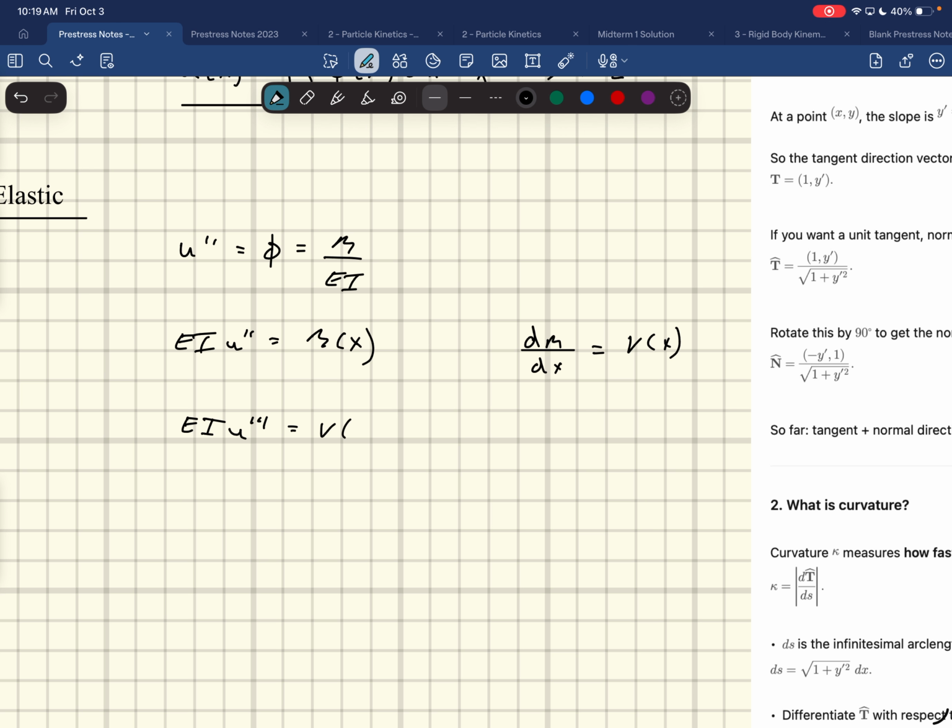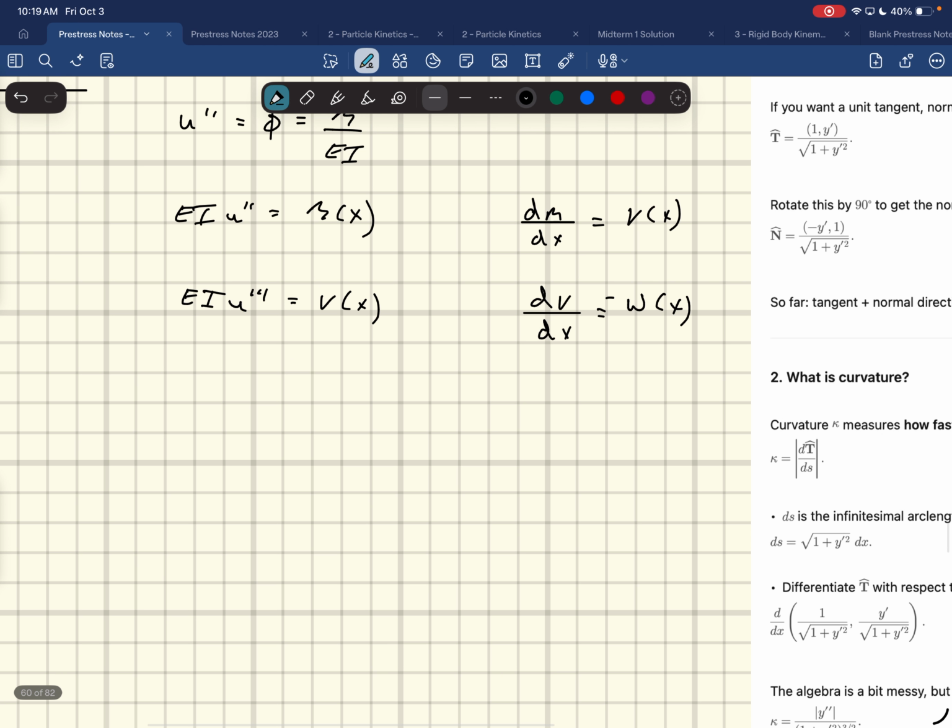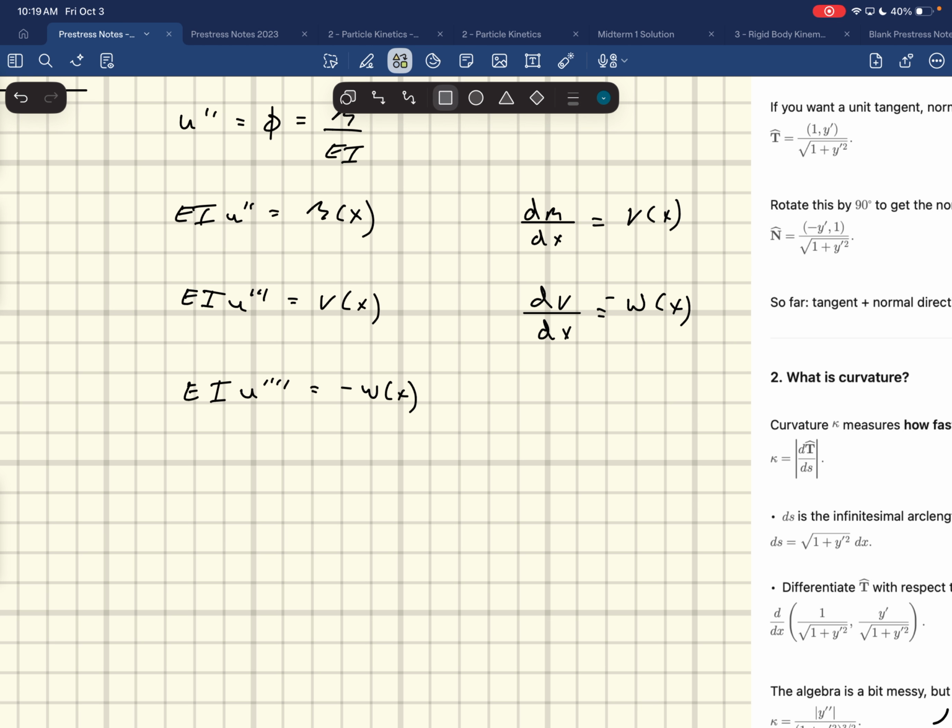That's equal to v of x. Right? And if I take the derivative of v of x, dv/dx is equal to negative w of x. Okay? And so if I take the derivative of this one, EI u prime is equal to negative w of x. Right, and that should be familiar, especially for those of you that are in... this is probably review, you guys just covered this stuff, right?